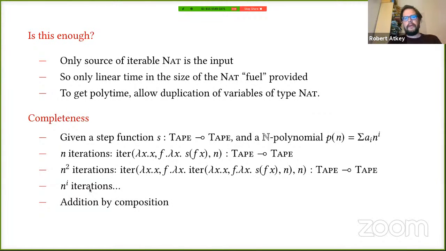And then we can do addition by composition. So that means for any polynomial, we can end up with one big function of type tape lollipop tape that will iterate the step function that many polynomial times. Maybe it'll overshoot a bit, but that's okay. We can just say the step function recognizes this and does nothing for the end.